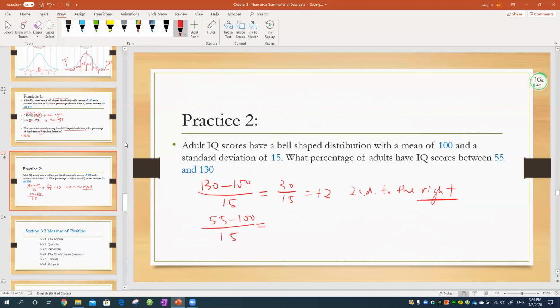And we use 55. 55 minus 100 is negative 45. Negative means to the left. So the direction is to the left. And then you have a 45 distance divided by 15, that's negative 3. So that means a distance of 3 standard deviations to the left. Now this question is changed: for a bell-shaped distribution, what is the percentage of data between 3 standard deviations to the left and 2 standard deviations to the right?